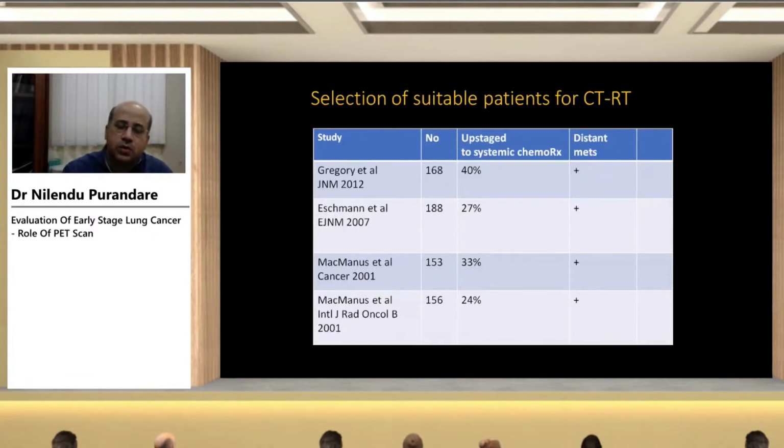Likewise, for patients who, on the basis of conventional imaging, are suitable for chemoradiotherapy, when such patients are subjected to a PET scan, in up to 40% of cases, because of detection of distant metastasis, the intent of treatment changes from radical chemoradiotherapy to systemic chemotherapy. Because of all these reasons, PET has been a part of standard guideline recommendations as an initial staging modality for lung cancer.